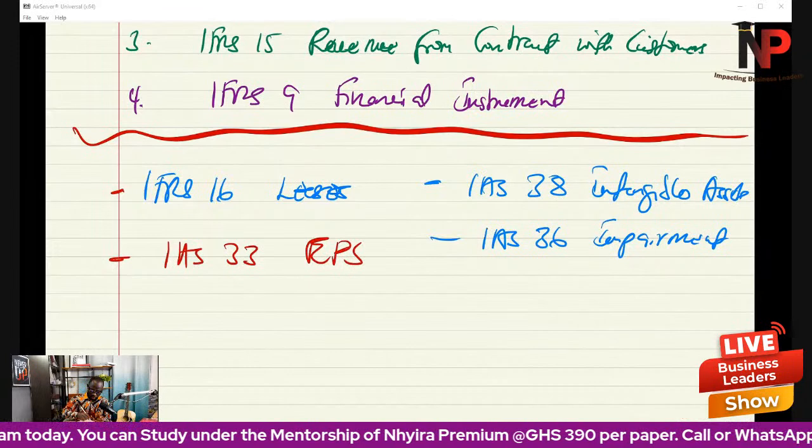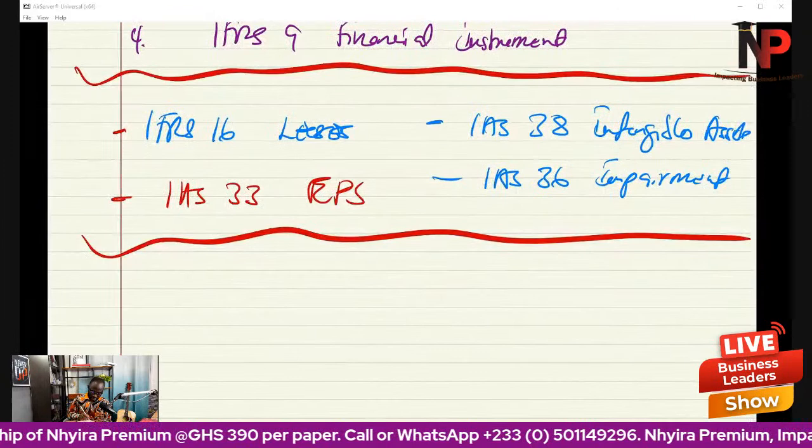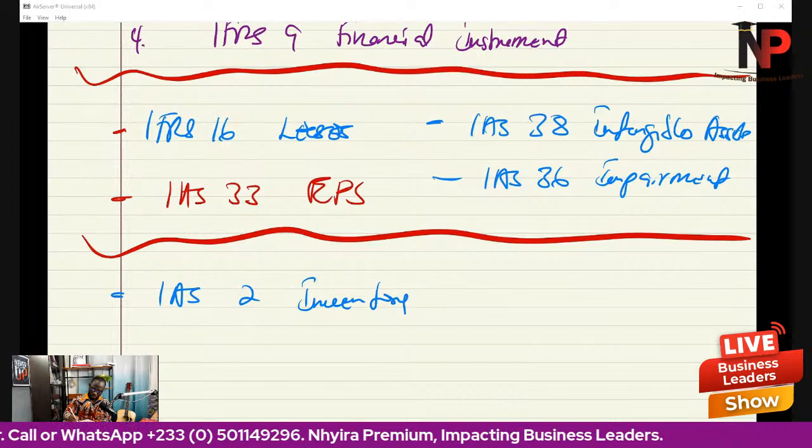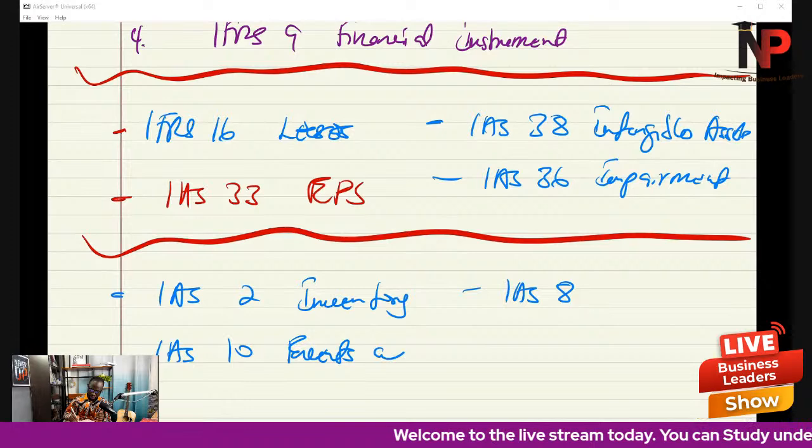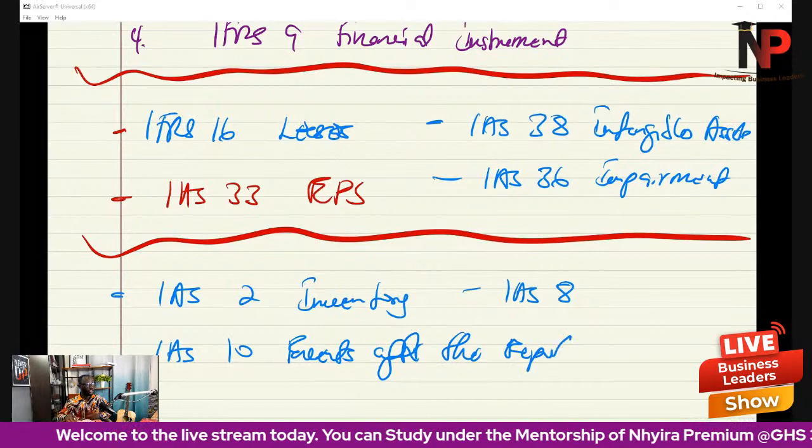Then there are some basic standards like IAS 2, inventories. IAS 8, accounting policies, changes in accounting estimates and errors. IAS 10, events after the reporting period. All these standards are something you must know about.